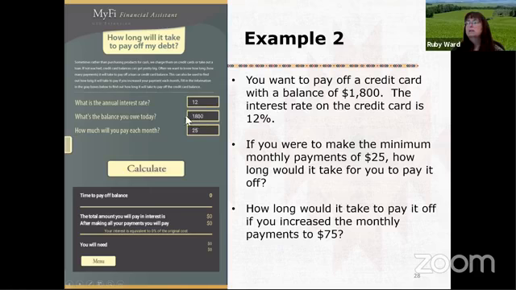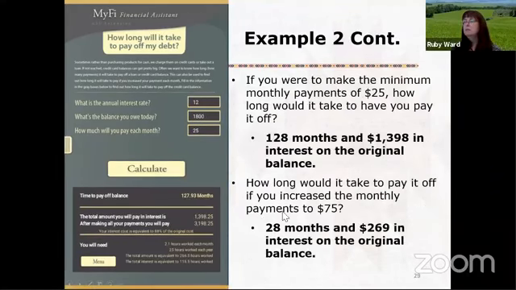So you owe $1,800 and you're going to pay $25 a month. And this is probably about like the minimum payments. And then you'd hit calculate. And if I do that, with a $25 minimum payment, it would take me 128 months and almost $1,400 in interest on that original $1,800 to pay that credit card off.